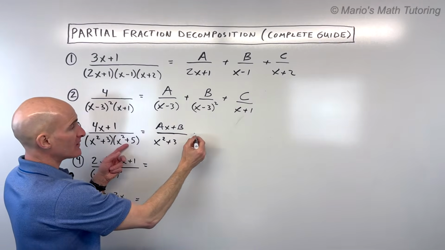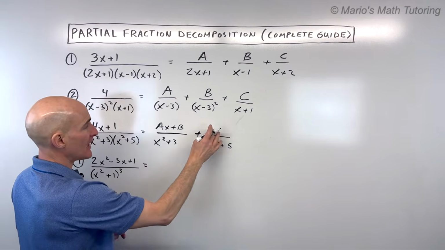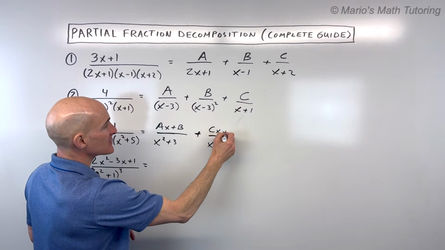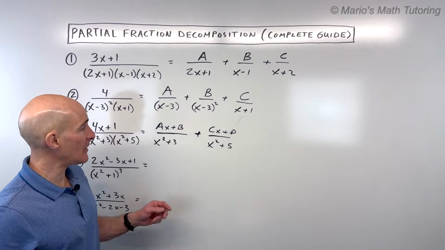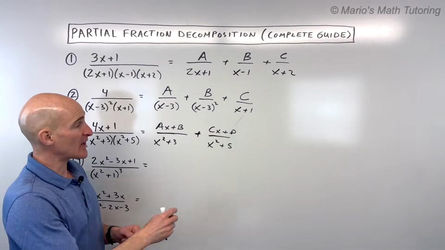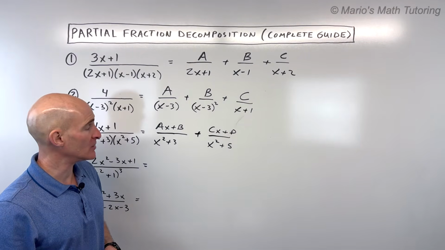Now we also want to look at the possibility of this fraction here, x squared plus 5, and that numerator would be cx plus d. Notice I'm not repeating the variables a, b, c, d. I'm making sure that these are different so that when I solve for them, I know what numerator that quantity is going to go into.